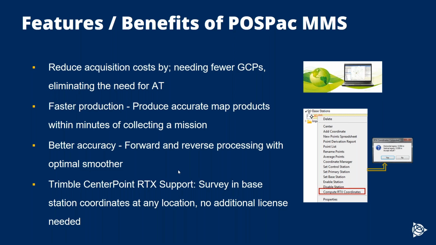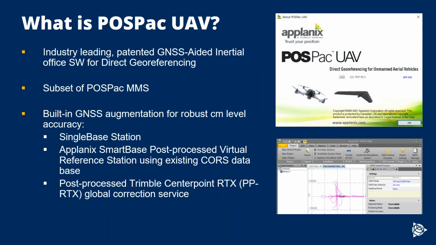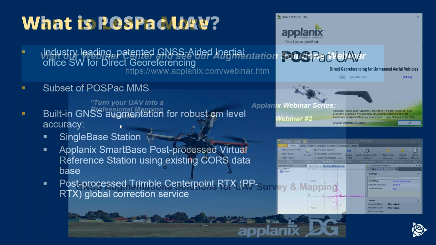And as I mentioned before, something that's quite important is support for the Trimble Centerpoint RTX solution, which is not the only correction solution we support, but is a very good one because it basically eliminates the need for collecting ground control points or setting up a physical base station. POSPac UAV, as I mentioned, is a subset of POSPac MMS. It is required for direct georeferencing, and it supports a number of different correction solutions. So it supports single base, it supports Applanix Smart Base, as well as the PPRTX we've been talking about.